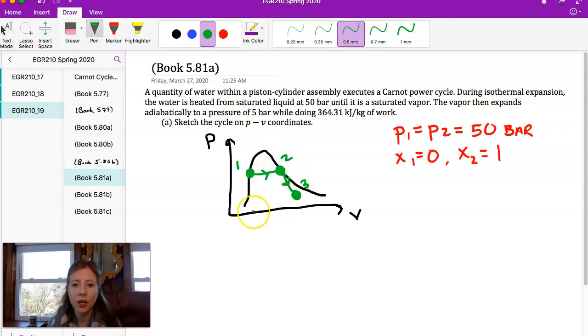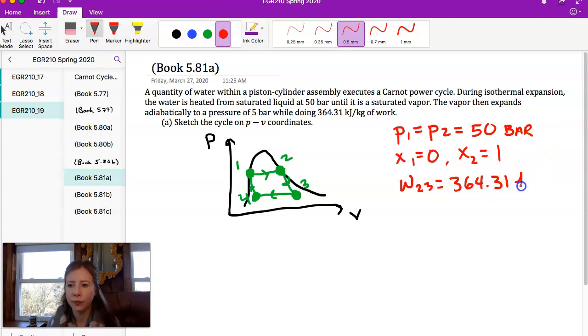And so the thing we know about state 4 is that we're remaining under the vapor dome. We're not back to saturated liquid or anything, but we know we're at constant temperature, so we're also going to be at constant pressure. So that's going to be 4. And we know that we're given that W3 is equal to 364.31 kilojoules per kilogram.